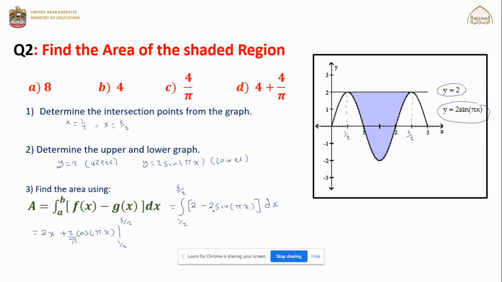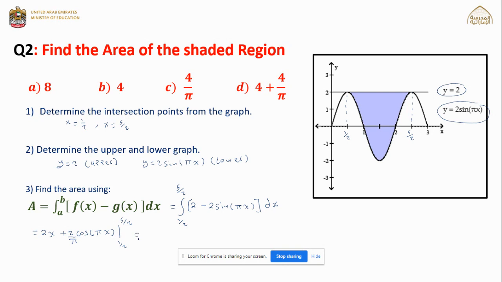Now I will explain why this answer comes out this way. Integral of 2 is 2x. Integral of sine is minus cosine. And because I have pi here, it's minus cosine pi x over pi. So I have pi here in the denominator. And minus with minus will give me plus, and the 2 is the constant here. So 2 over pi cosine pi x.